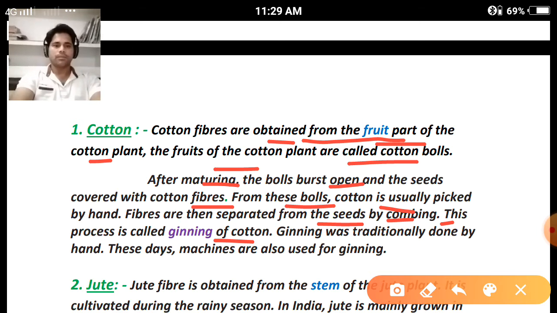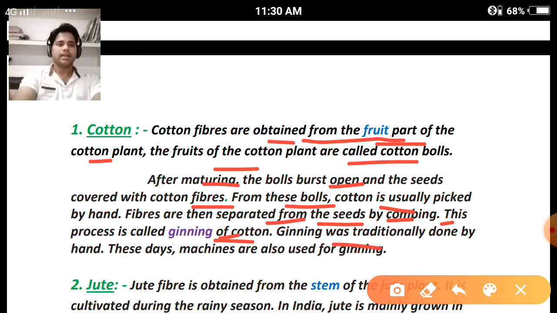So now the very important process is given here. What is ginning? The separation of cotton fibers from the seeds by using a comb, that is known as ginning of cotton. So in the process of ginning, we can write the separation of cotton fibers from the seeds by using a comb. It can be asked as a 1 mark question, and whenever this question is asked in the exam, you can write the definition of ginning.